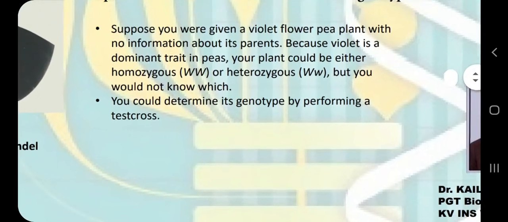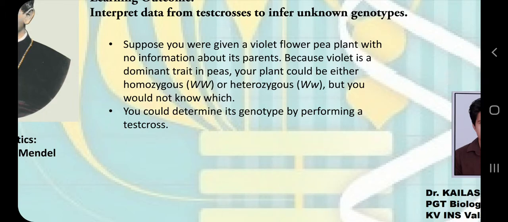Suppose you were given a violet flower pea plant with no information about its parents. Because we know that violet flower color is a dominant trait in pea plants, our plant could be either homozygous or pure breed, or heterozygous or hybrid, but we don't know whether it is homozygous or heterozygous. So how can we determine its genotype?